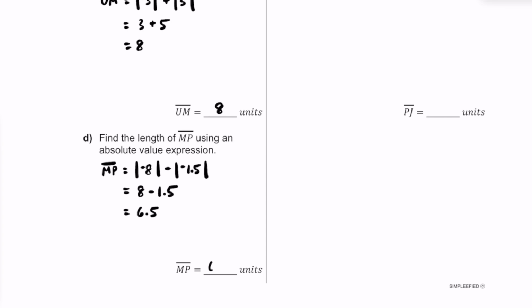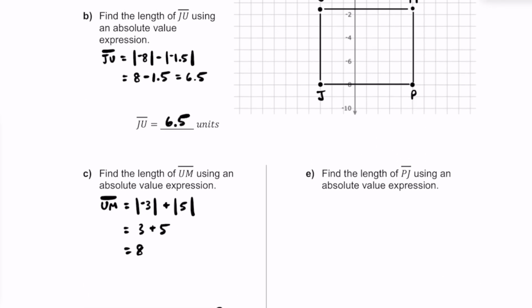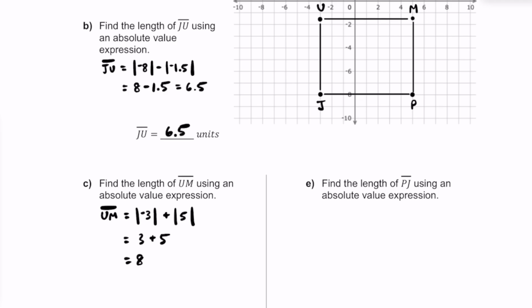So this does, I think, make sense because we had 6.5 units for the segment on the other side of the rectangle as well. So 6.5 matches what we got in part B, which is also 6.5 units.